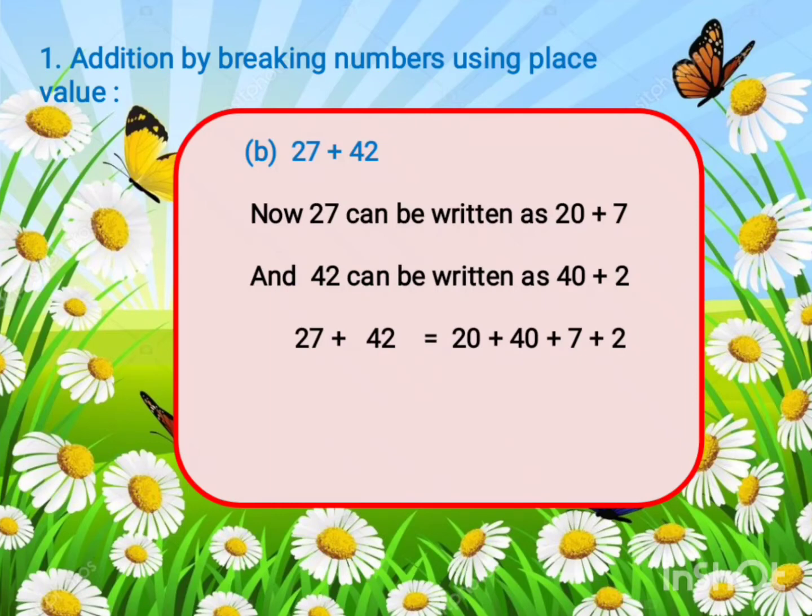27 plus 42 will be broken up into a set of tens and a set of ones. That is, the set of tens is 20 plus 40 and the set of ones is 7 ones plus 2 ones. In the next step, we add the set of tens, that is 20 plus 40, which is equal to 60, plus the set of ones, 7 plus 2, which is equal to 9. So, 60 plus 9 is equal to 69.